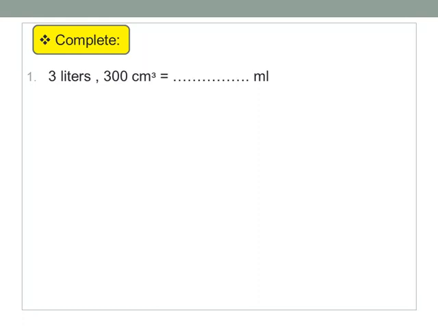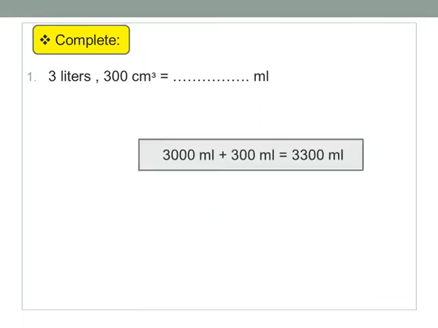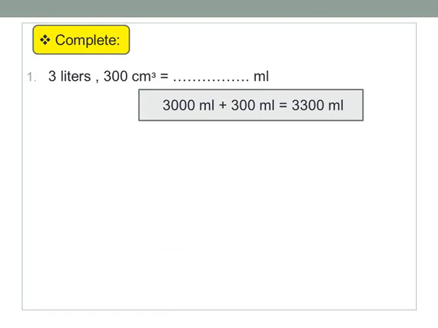Okay, but in the second part, 300 centimeters cube equal how many milliliters? We should remember that the unit centimeter cube is the same unit milliliter. They are both small units. I mean that we took before that 1 centimeter cube equal 1 milliliter, so 300 centimeters cube equal 300 milliliters. And now we will write all the numbers. We have 3 liters equal 3000 milliliters and 300 centimeters cube equal 300 milliliters. So the answer will be 3,300 milliliters.